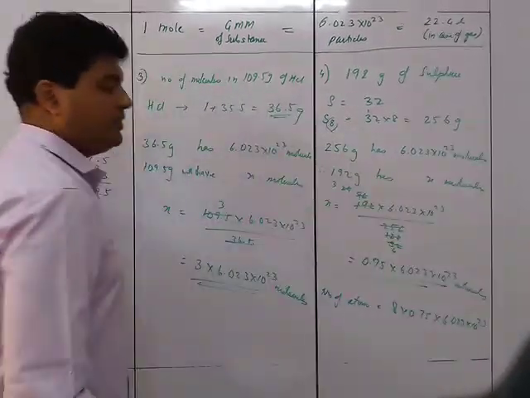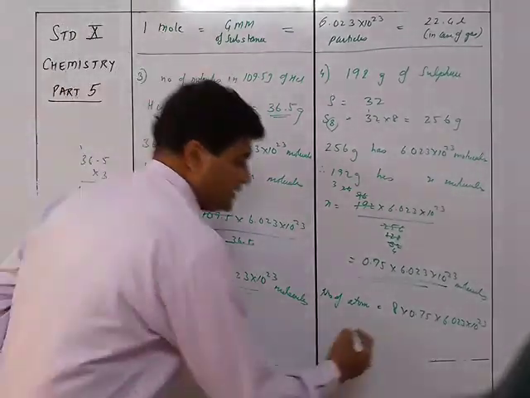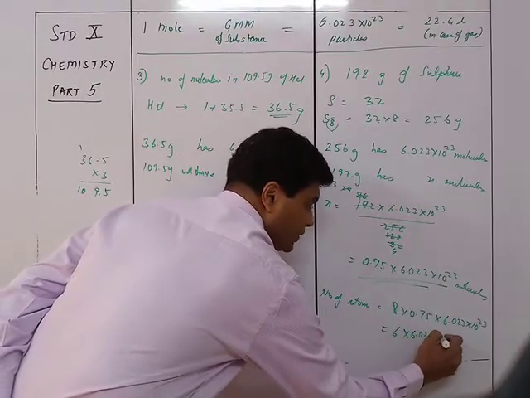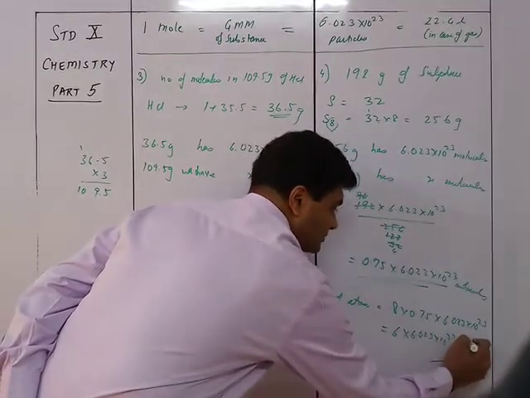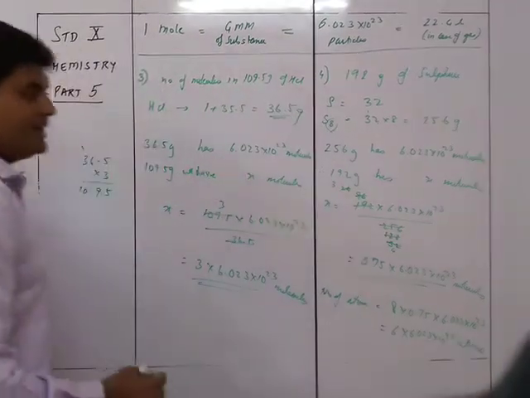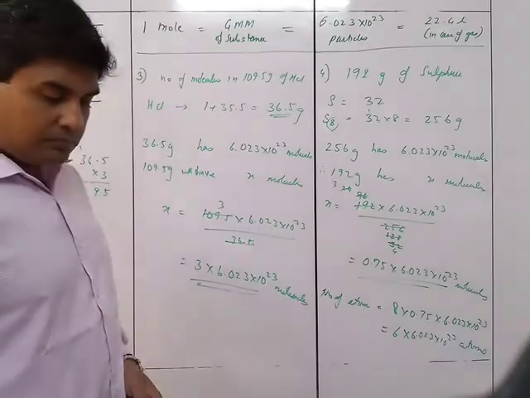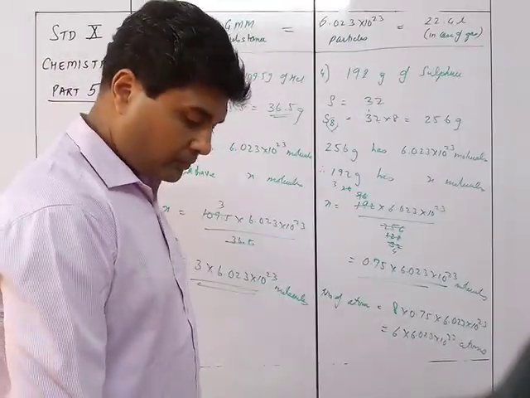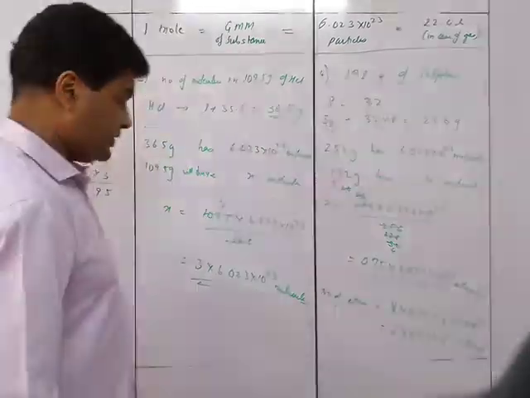So 8 into 75, 8 into 75 is 600. Yeah, so there's 6. So 6 into 6.023 into 10 raised to 23 atoms. That's the answer for sum number 4. Okay, quite time consuming. The next is question number 5.